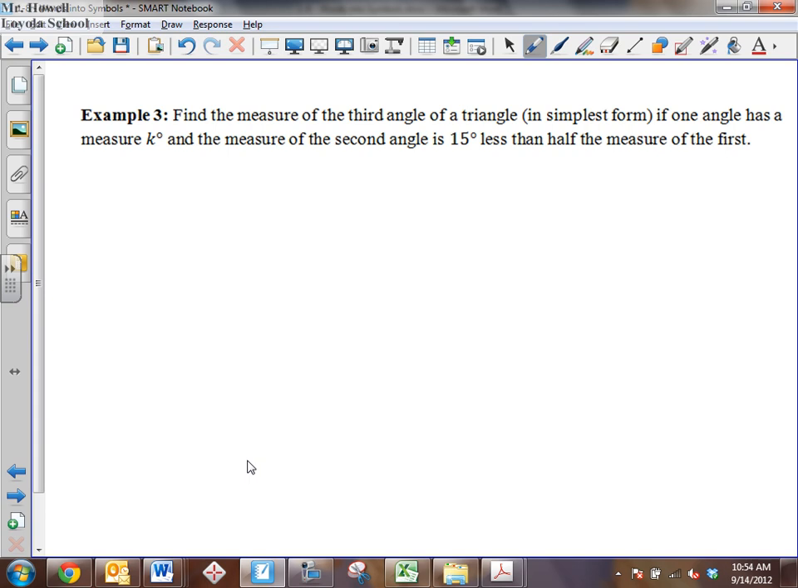The problem says, find the measure of the third angle of a triangle in its simplest form if one angle has a measure k degrees and the measure of the second angle is 15 less than half the measure of the first. All right. It seems like it might be complex at first. What we might want to do is draw a diagram. So let's begin by looking at a triangle.